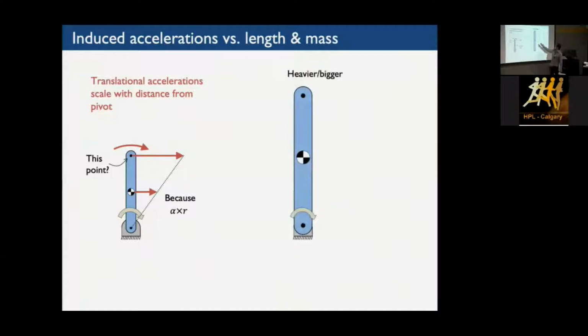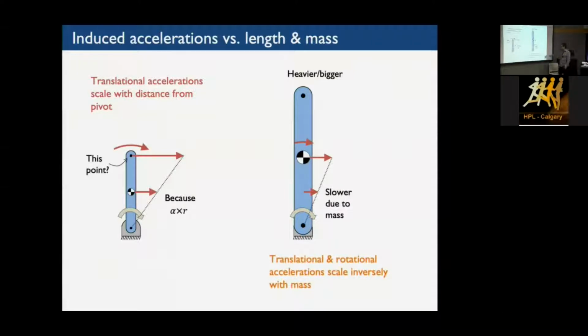We can also think about what happens for a bigger segment. So here I've just blown everything up. This is bigger and heavier. And one expectation, I'm going to take similar points, similar distance away. And what I'm trying to illustrate here is that you get the same arrows but shorter, and they're shorter because this thing is heavier. So you're going to get smaller accelerations. Okay, so it's slower due to its mass. So translation and rotational acceleration scale inversely with mass. I think everyone knows that.